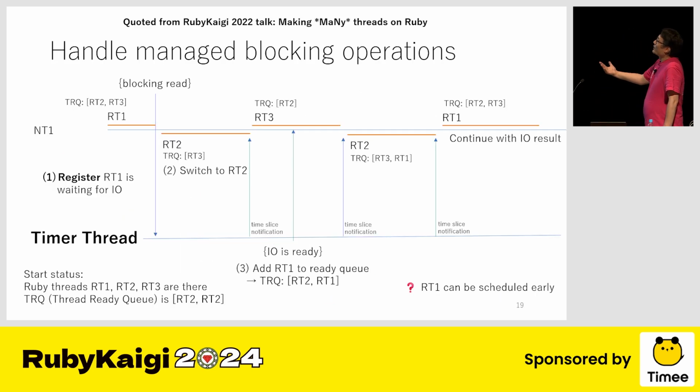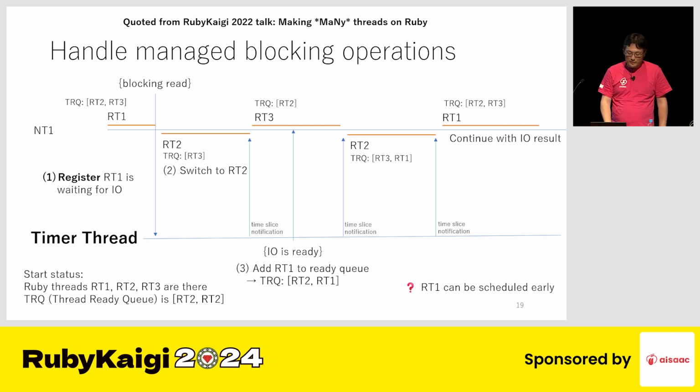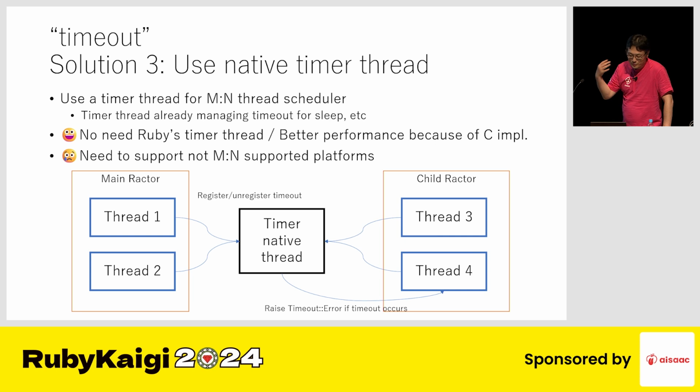So back then, last year, I showed this presentation slide. To make MN threads, we introduced a timer thread. Timer threads manage timer events or I/O interrupts. The timer thread is a native thread, so we can use it as a native timer monitoring system. The main Ractor and other Ractors can ask the timer native thread to register and unregister the timeout events.